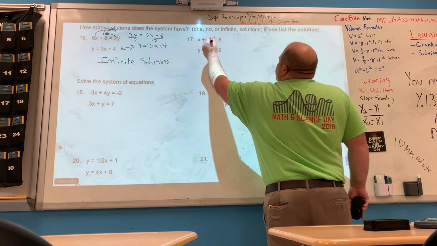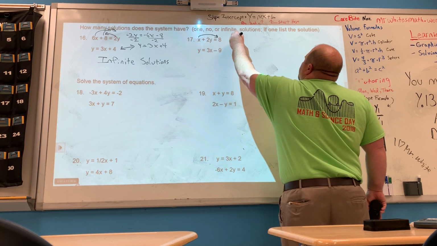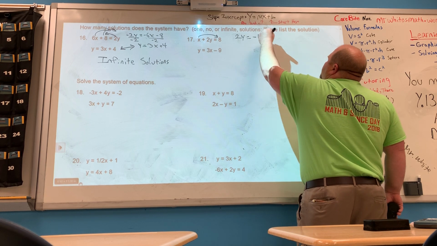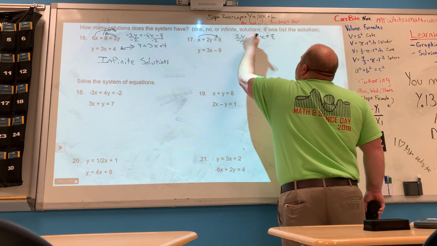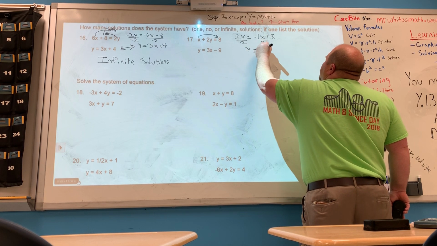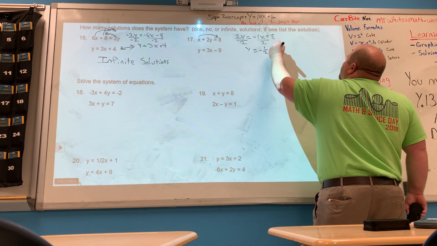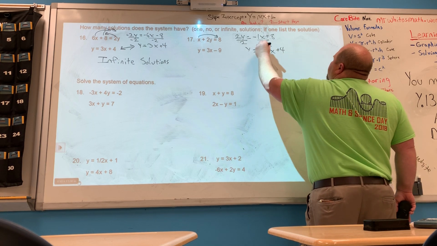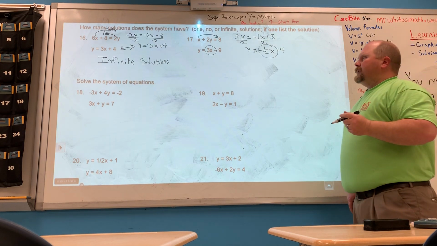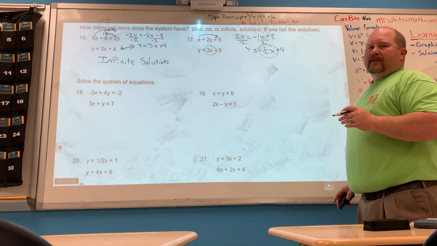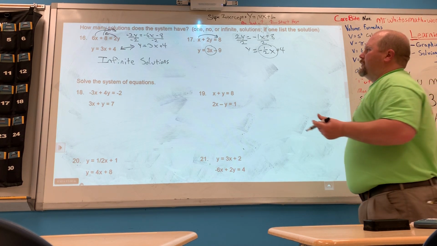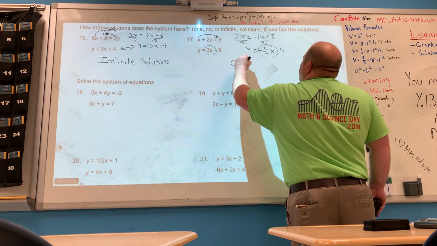So take a look at 17. We need to move this over here. So we have 2y equals negative 1x plus 8. Divide by 2. Divide by 2. y equals negative 1/2 x plus 4. If we take a look at the slopes between these two, the slopes are obviously different. That means if the slopes are different in any way, no matter how small, eventually those two lines will cross each other. So that's a one solution problem.